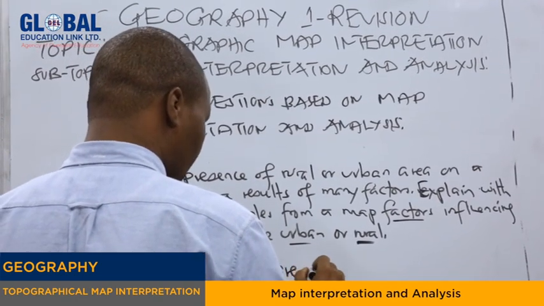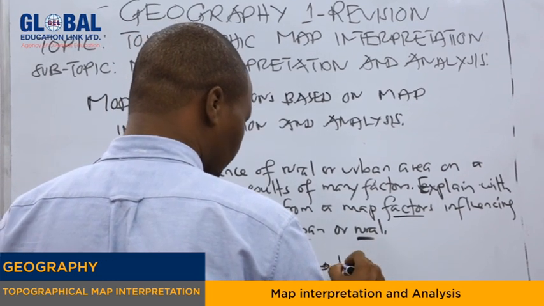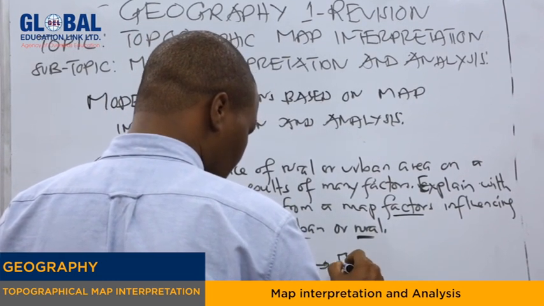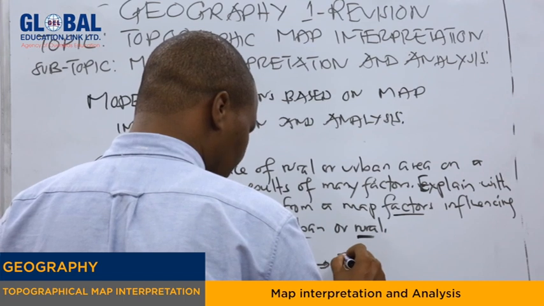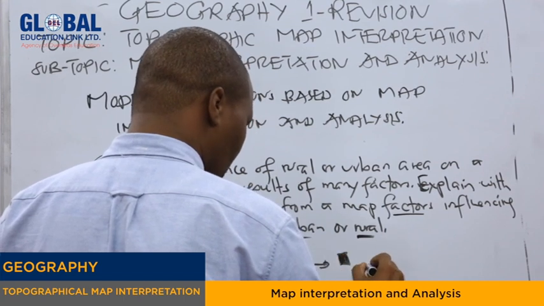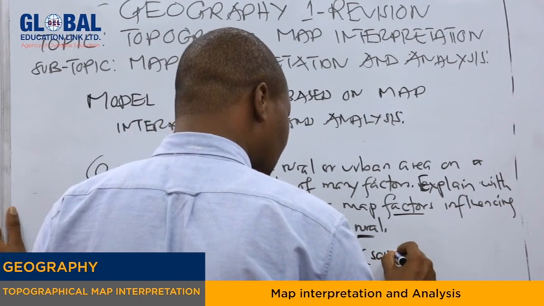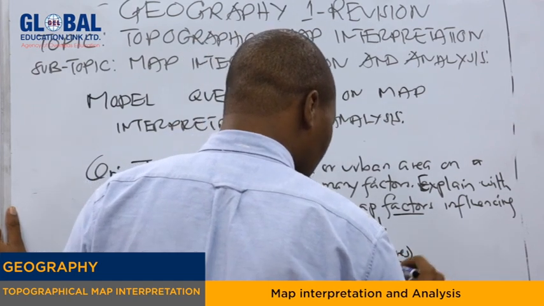An urban area on a map can be represented by dots mixed with very small rectangles or squares. Listen to me very carefully. We use squares, many small squares, you see, found on a map.